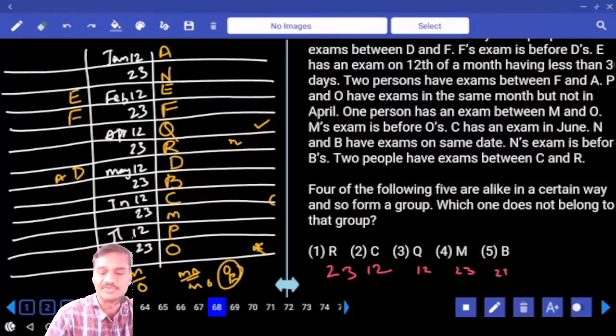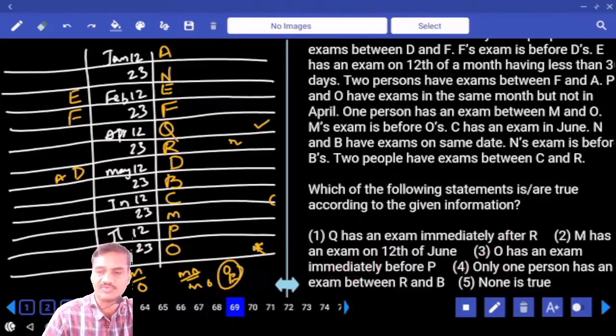None. Then if you check out the months, R is April, and next one C, and C is June, and Q, April, M, June, and B. Now B is May, except B, the remaining 4 have the months of 30 days.